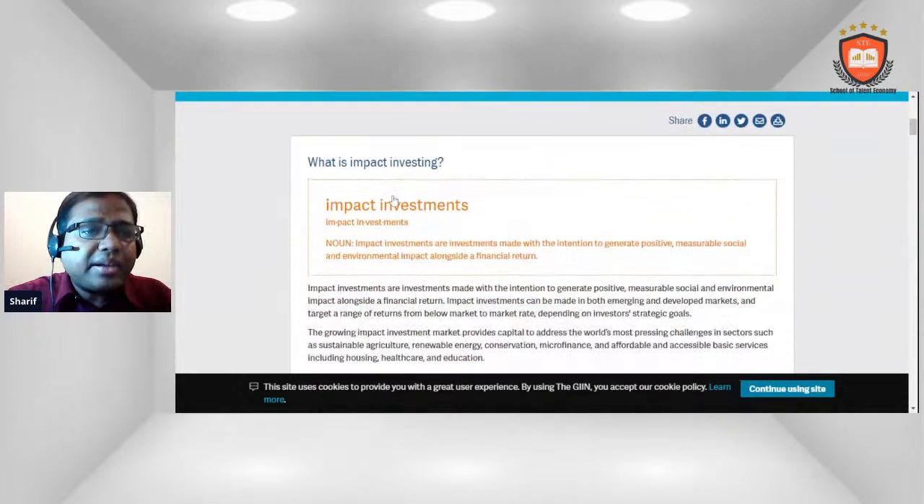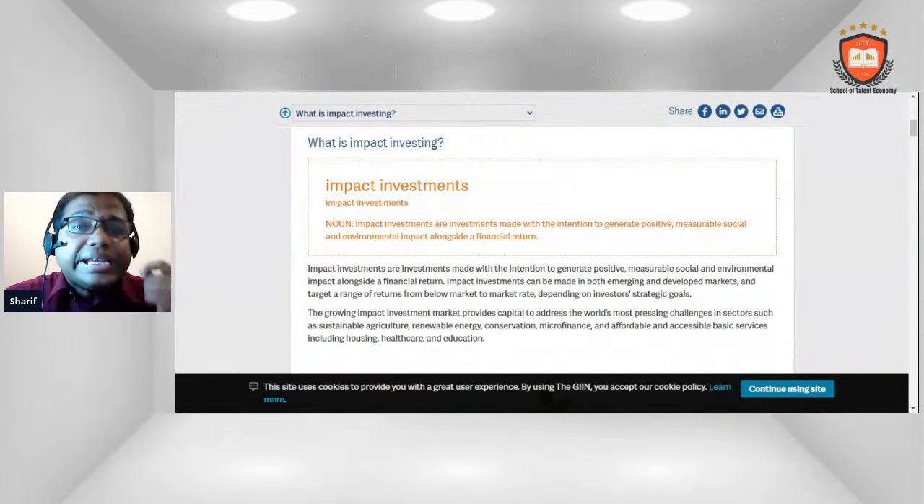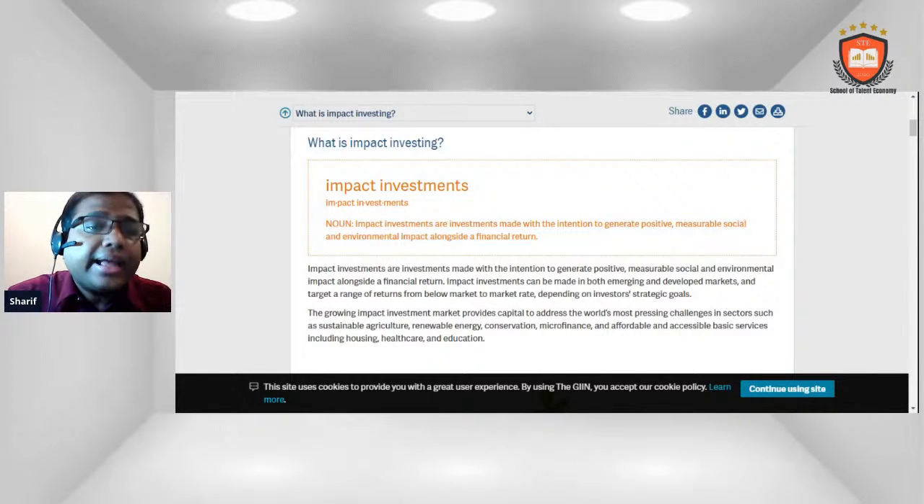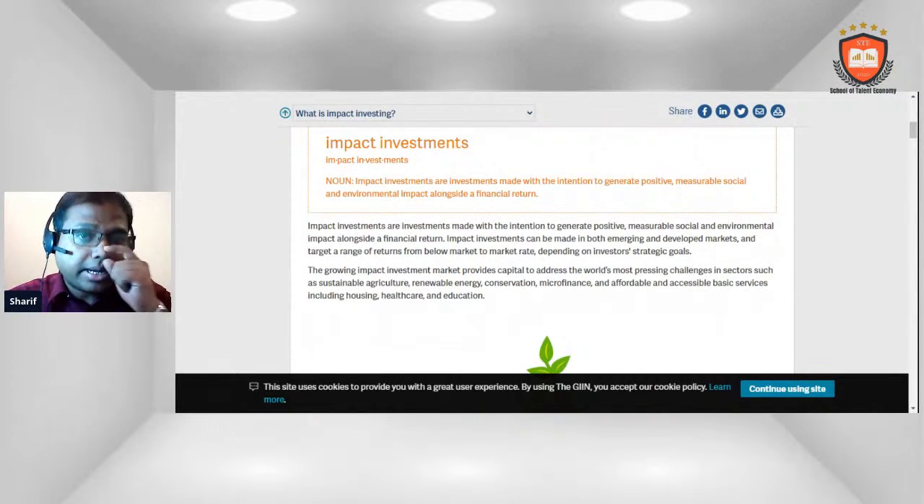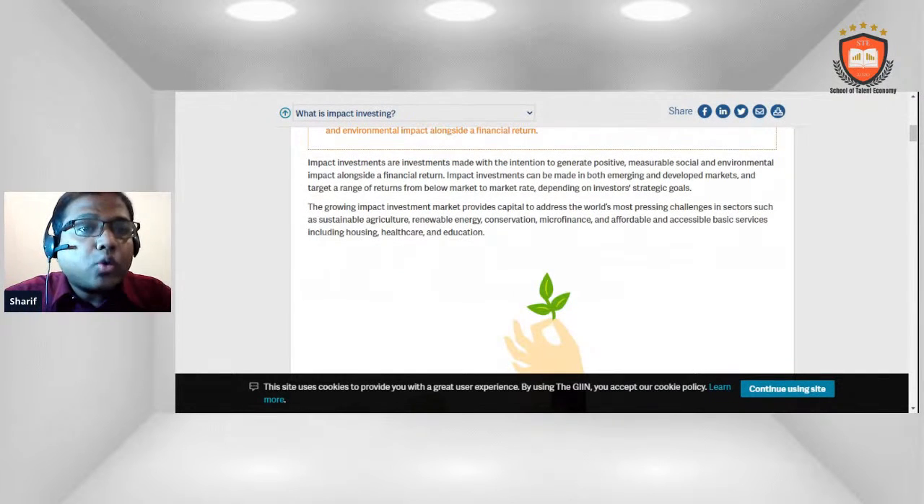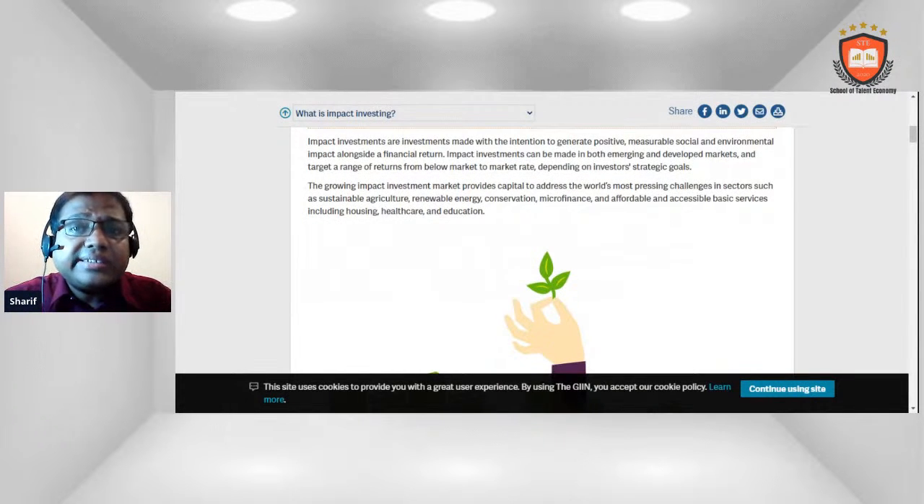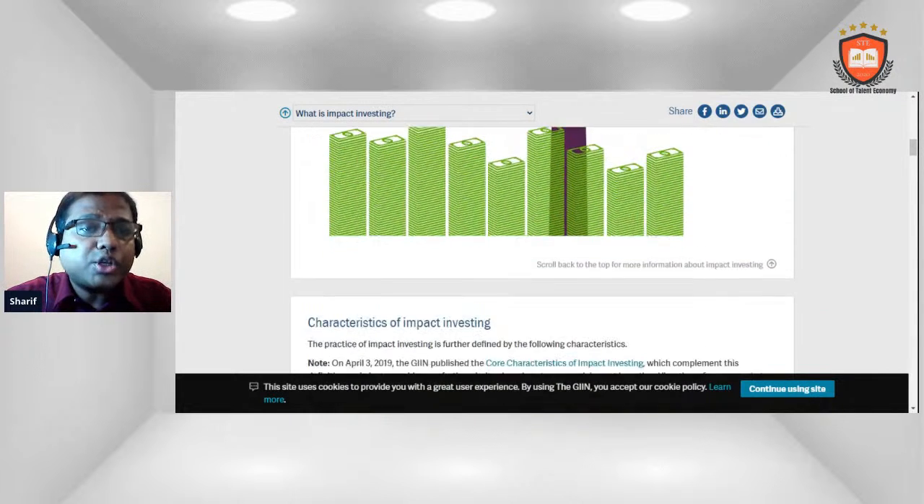So what is impact investment? Impact investments are investments made with the intention of generating positive, measurable social and environmental impact alongside financial returns. Impact investments can be made in both emerging and developed markets and target a range of returns from below market to market rate, depending on investor strategies and goals. The growing impact investment market provides capital to address the world's most pressing challenges in sectors such as sustainable agriculture, renewable energy, conservation, microfinance, and affordable and accessible basic services including housing, healthcare, and education.